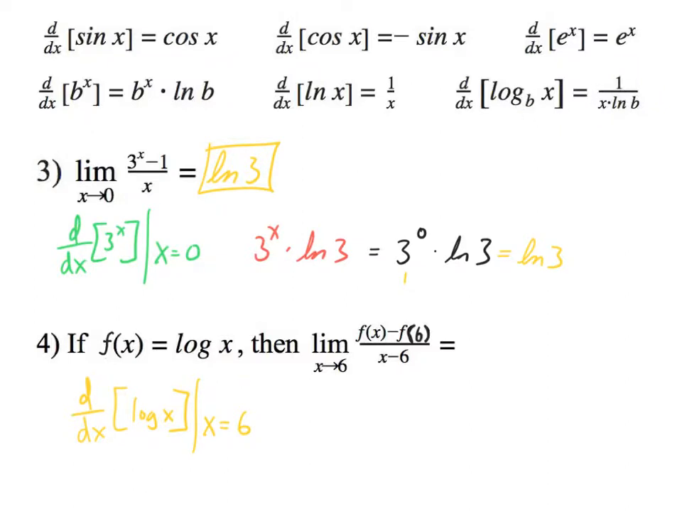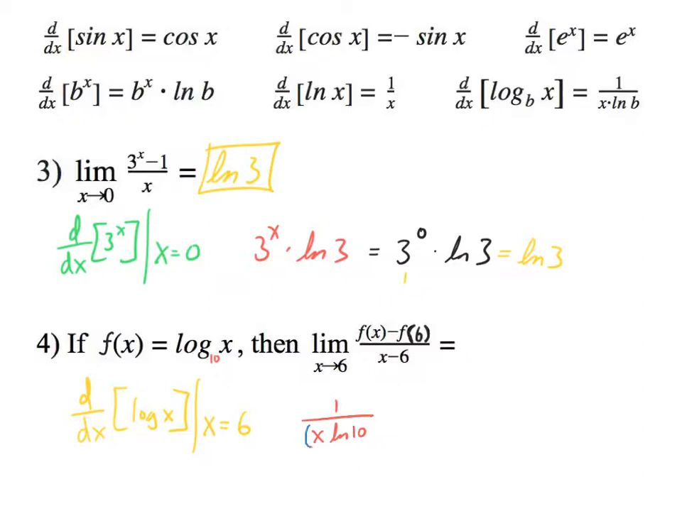So that would equal 1 over x ln, and the base is, there's no base, so that's base 10. Remember that. There's really a 10 hiding right there. That's a tricky one. People forget that. So that's the derivative. But we're going to plug in 6.